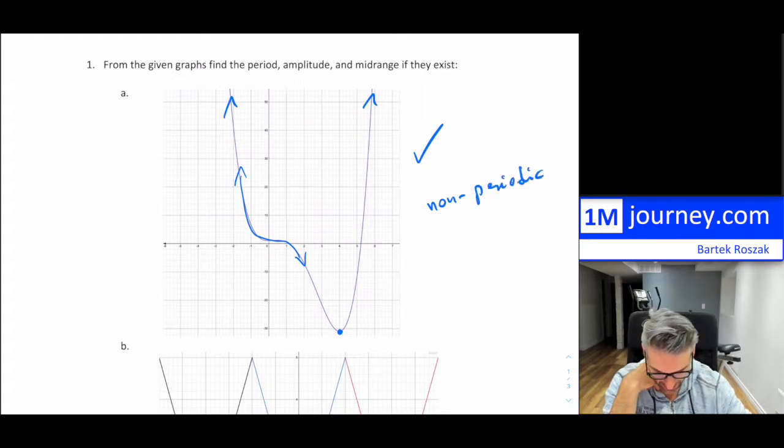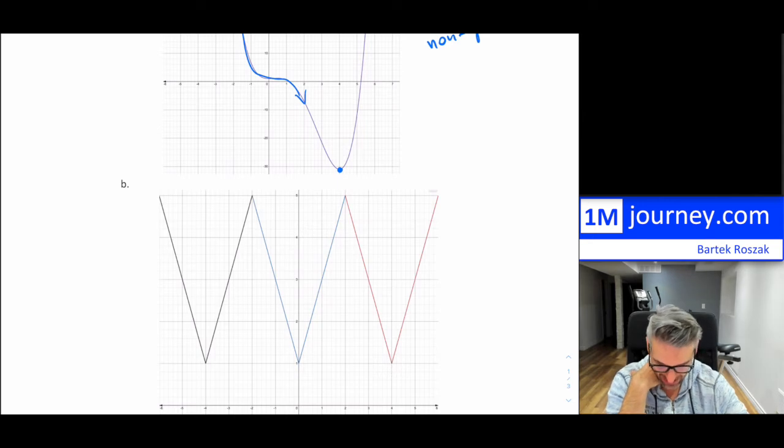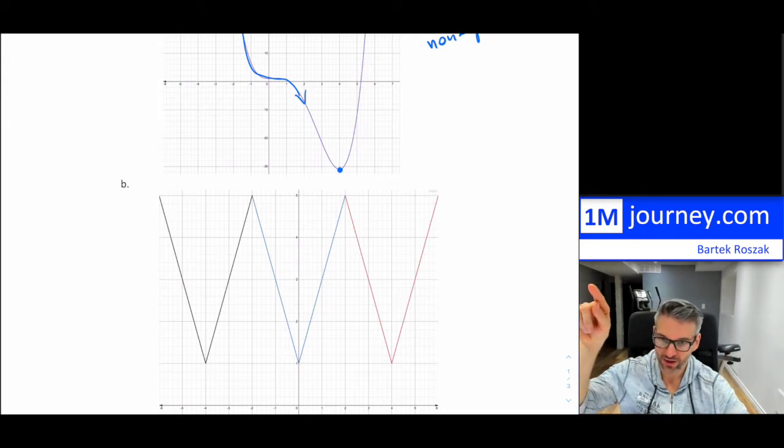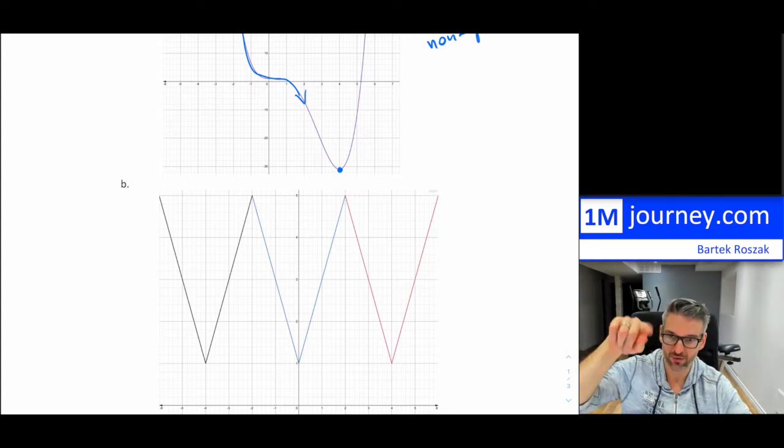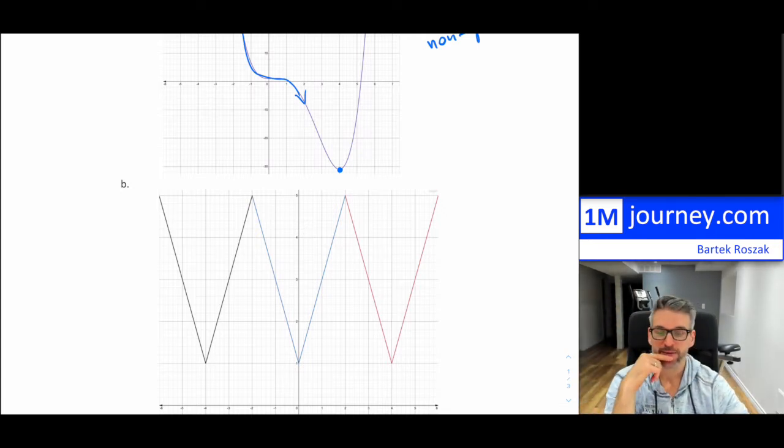Now for the second one, it looks like a zigzag going back and forth. So this one does look periodic to me. The cycle that you choose is up to you. Remember, one cycle is the process that you go through, where you can see that particular cycle just keeps repeating. There's a black one, a blue one, and a red one, so we can take one of those.